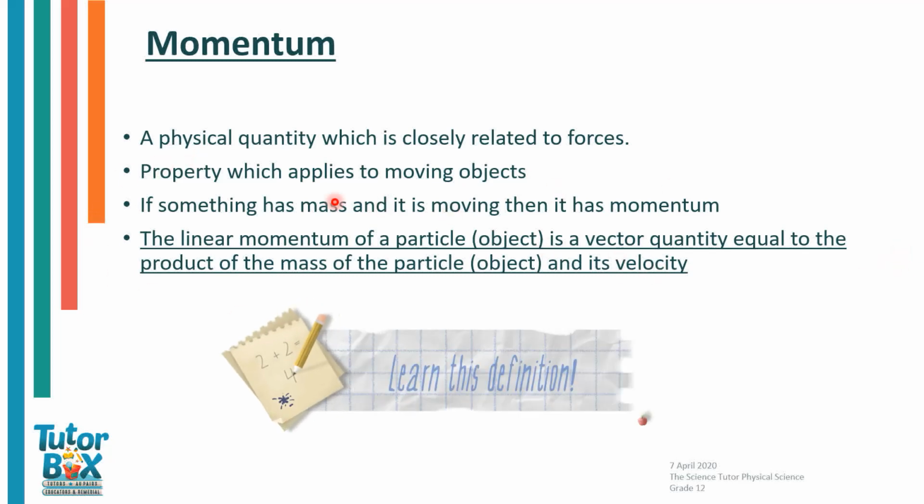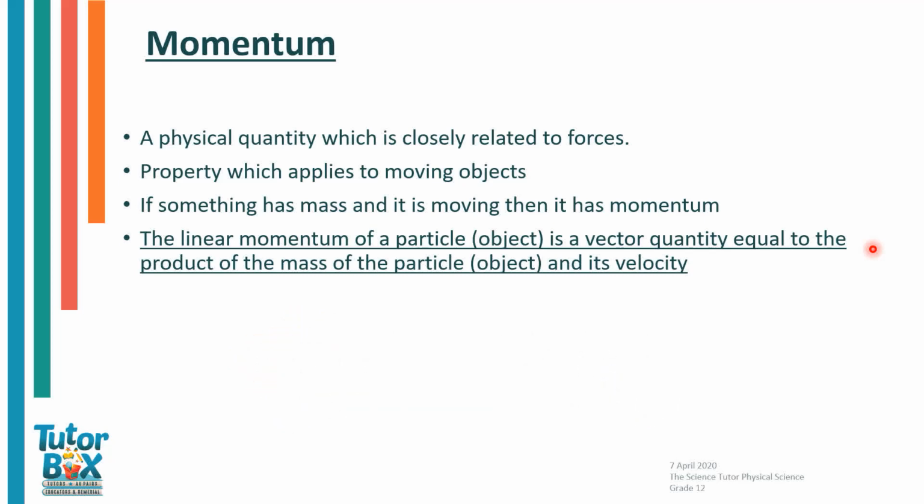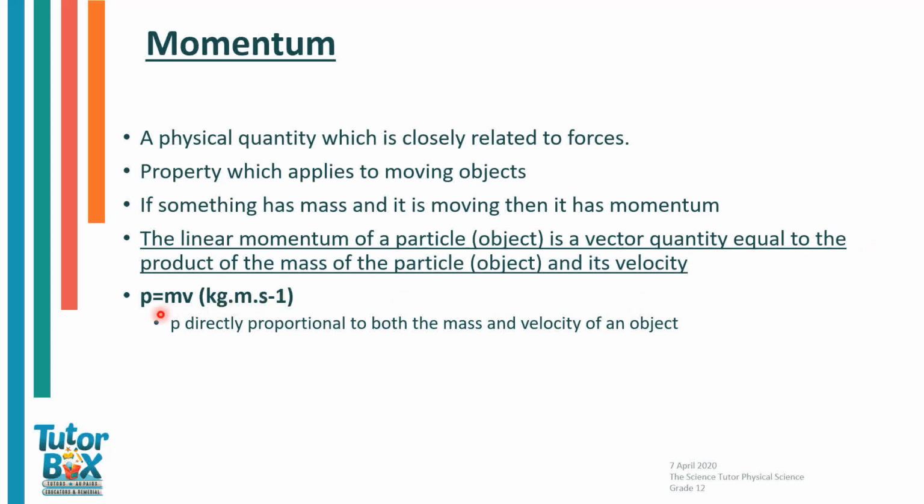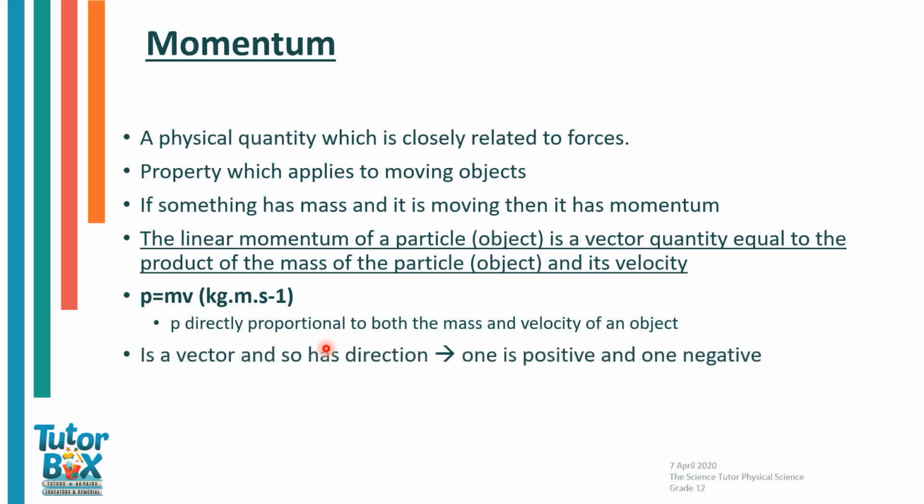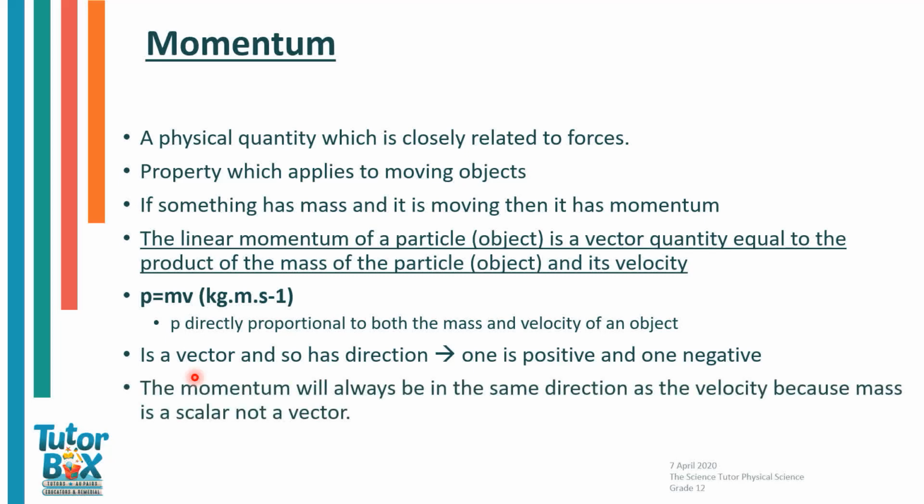You should make a note of this definition and try and learn it, as definitions do pop up a good 5-10% of your paper. The formula is p = mv, and you have kilograms, meters per second. The equal sign just tells you the relationship is directly proportional. Momentum is a vector, and therefore it does have direction. One will be positive and one will be negative, and that's why you can have a negative and a positive momentum. However, the momentum will always be in the same direction as the velocity because the mass is a scalar.